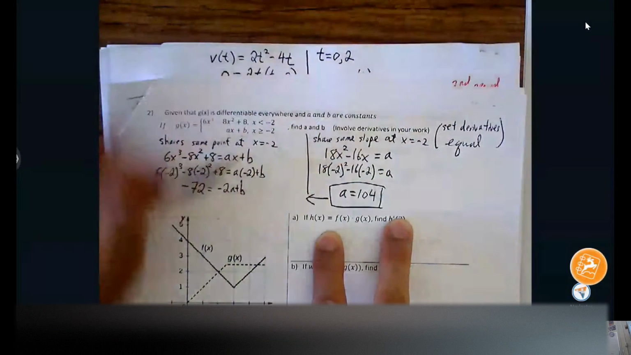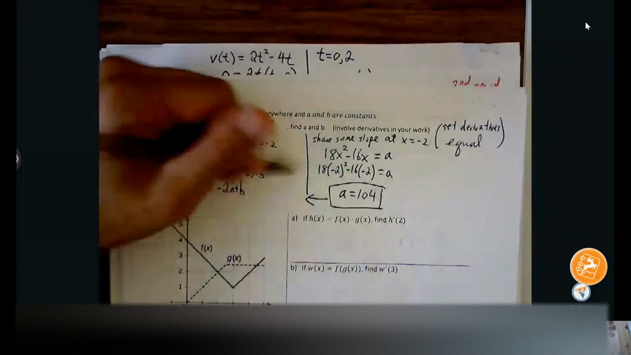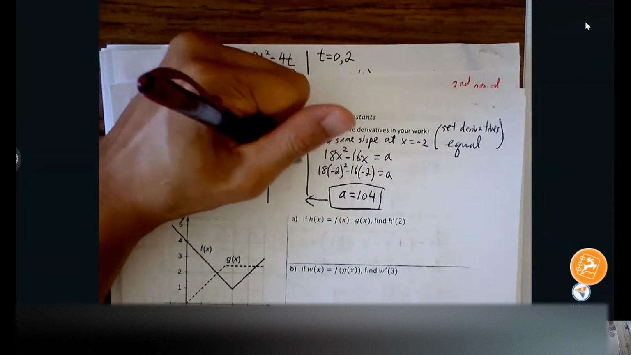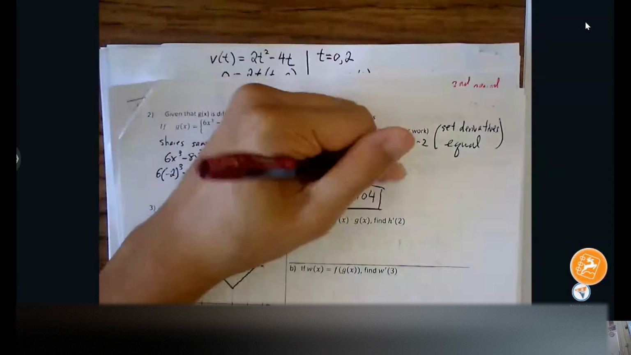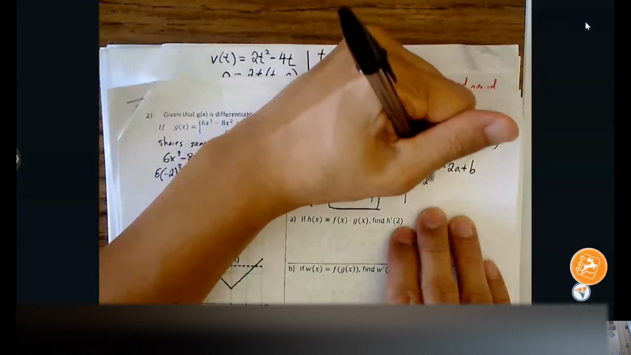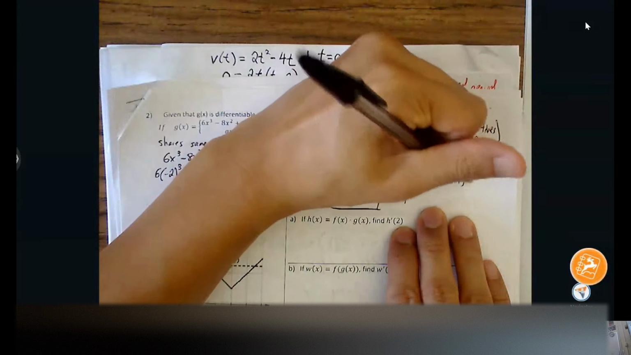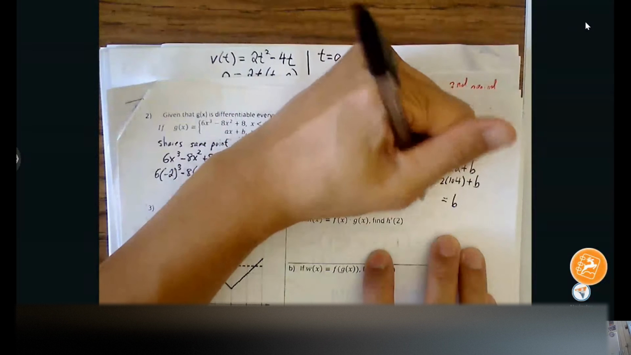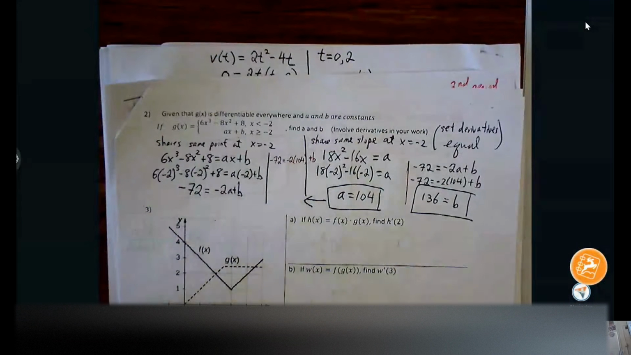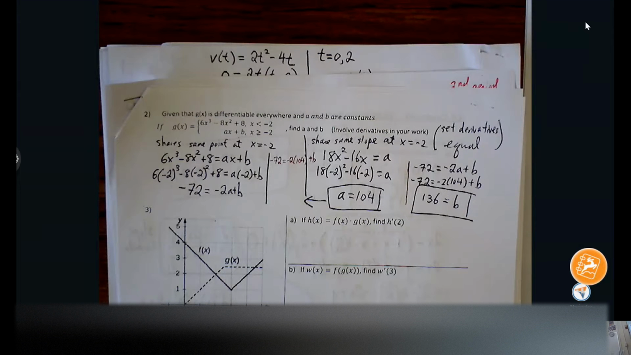And now I can use this to assist my other equation to solve for b. Let me put this over here. So I got b is equal to 136. All right, any questions there with number 2? Okay, number 3.